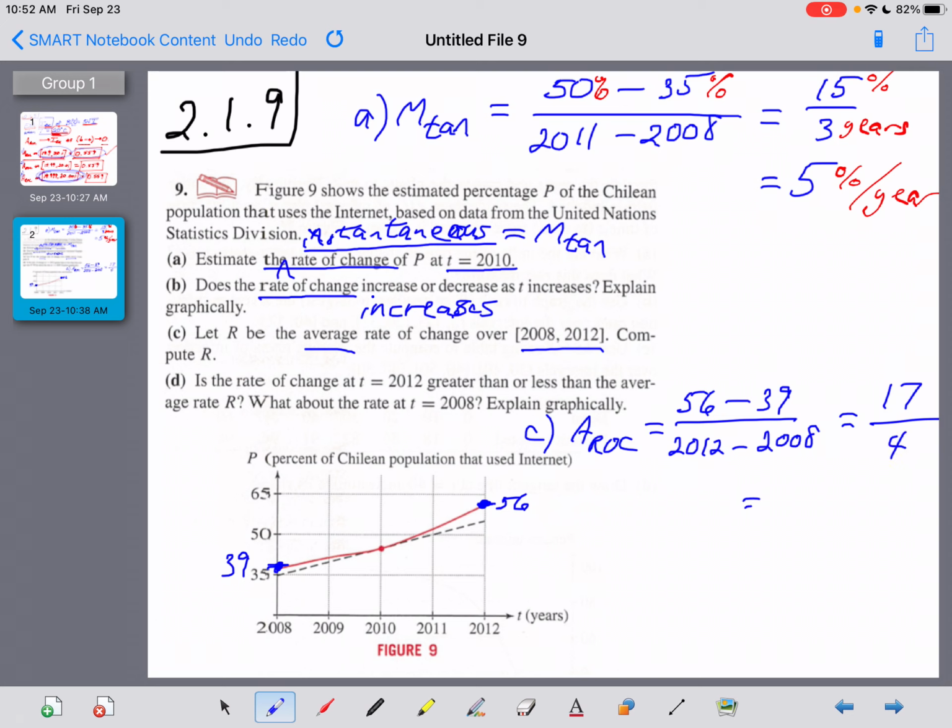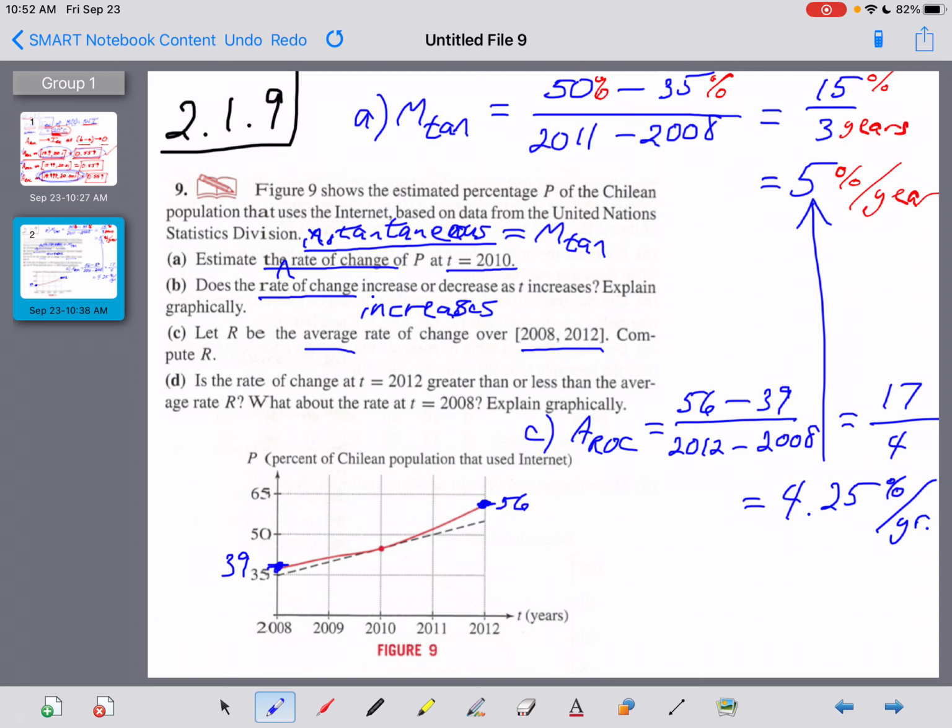So using these numbers, you would divide that out, and I came up with 4 1/4, or 4.25. And again, that would be percent per year. So that's the average amount of growth that we came up with on this interval from 2008 to 2012. You'll notice that's in the vicinity of the answer we came up with in part A, but not exactly the same. That's not surprising.